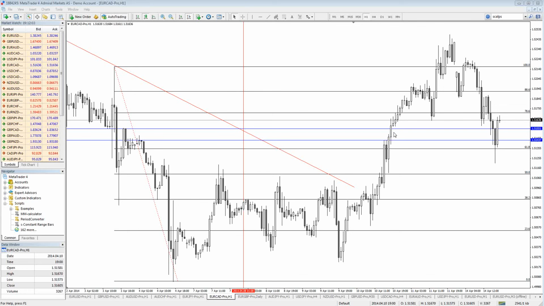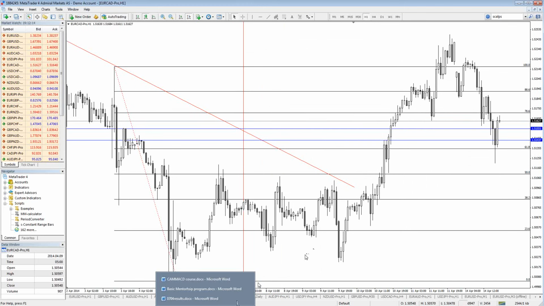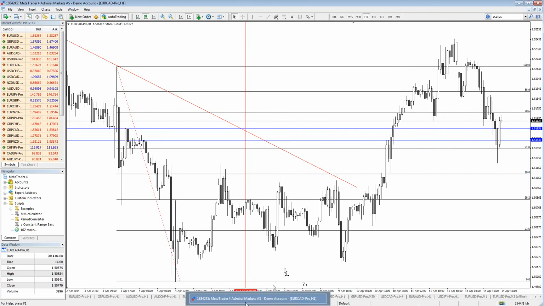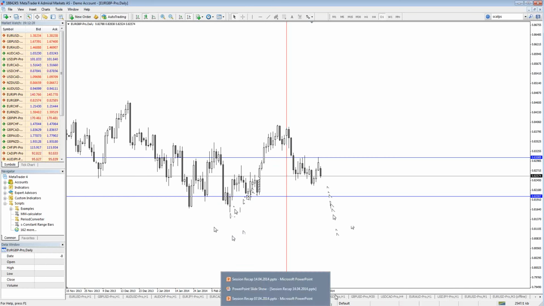Unfortunately, we couldn't get into this setup. Some of you may have taken that if you refer to our webinar, but fortunately it wasn't hit. So Euro CAD and Euro GBP weren't qualified. Look at this Euro GBP: very range bound. Usually Euro GBP is range bound, but this was too much of a range.